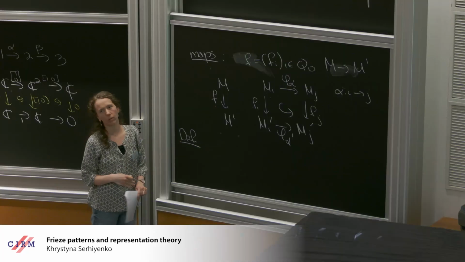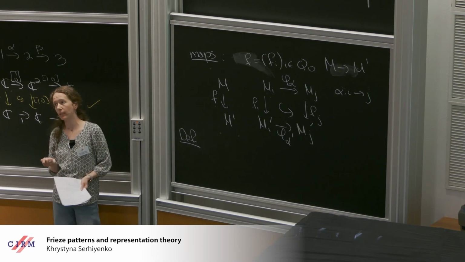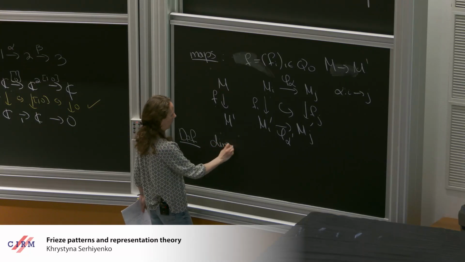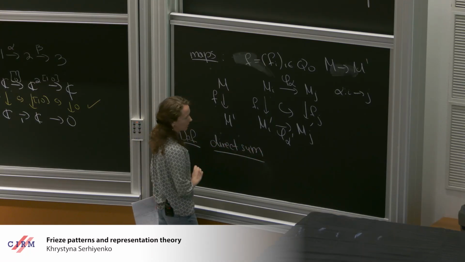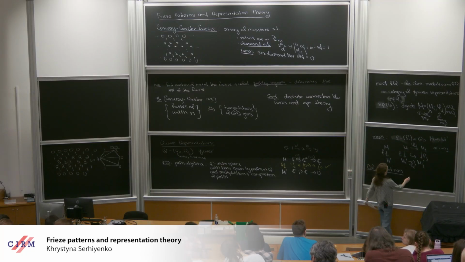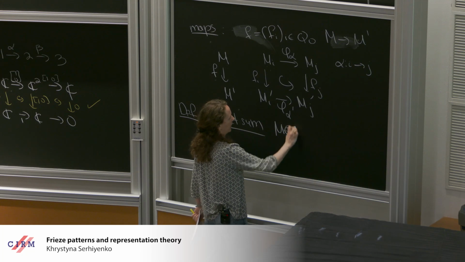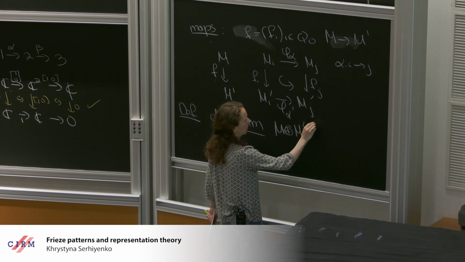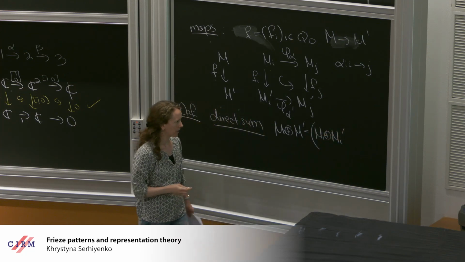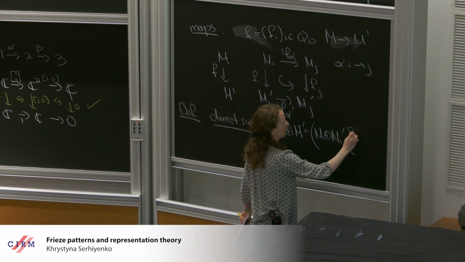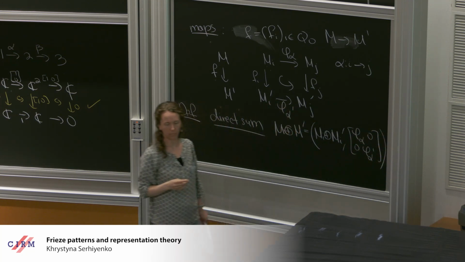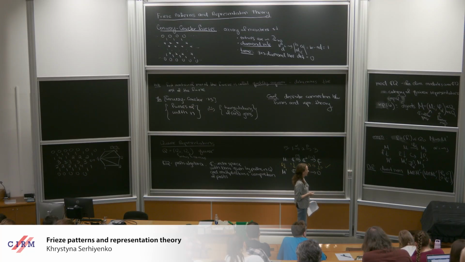So, just as with modules, we can take direct sums of modules. Same with quiver representations. So what is a direct sum? I can take a direct sum of two representations, M plus M prime. And all it is, for each vector space, I take the direct sum of the corresponding vector spaces. And then for linear maps, you just do the diagonal. So that's what the direct sum looks like.